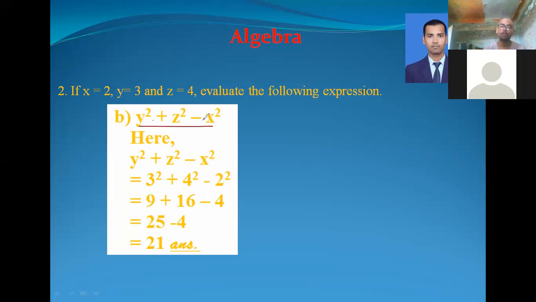So here y square plus z square and minus x square is the question, where we have to replace them by their values. So the value of y is 3. So 3 square, because y is given in the square form, that's why it becomes 3 square. In the same way, the value of z is 4. That's why there is 4 square, because the power of z is 2 there. That's why their values should also be given in the power.